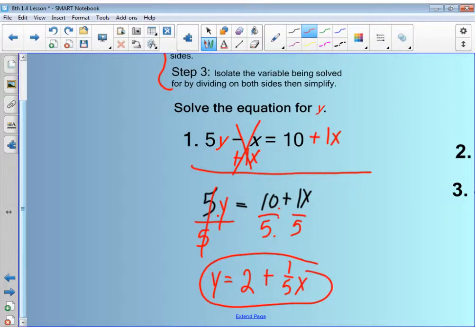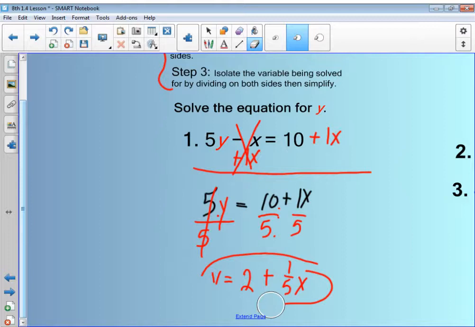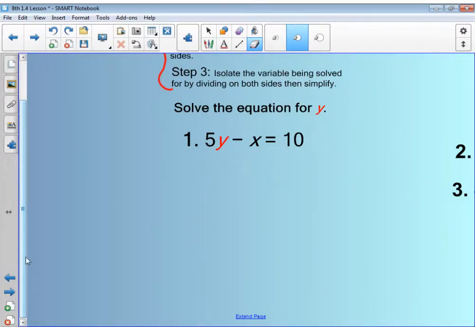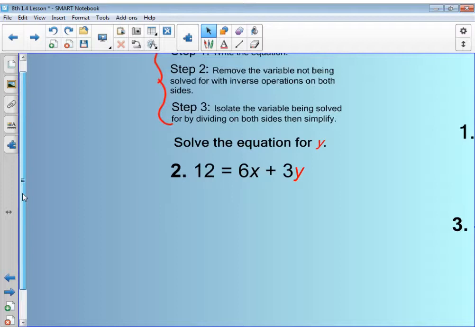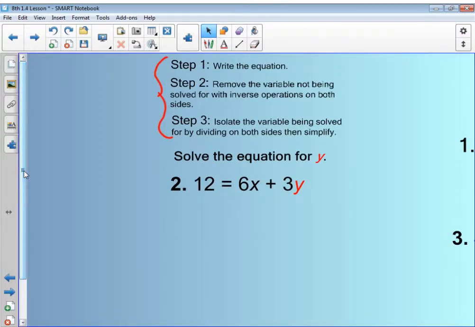We're finished. We can't work any further because we don't know what x is and we don't know what y is, okay? We would have to have a second equation in order to solve that. We'll get there later this year, just not yet. Okay, so let's try another one. I'll shift this up in case you need to review those steps.